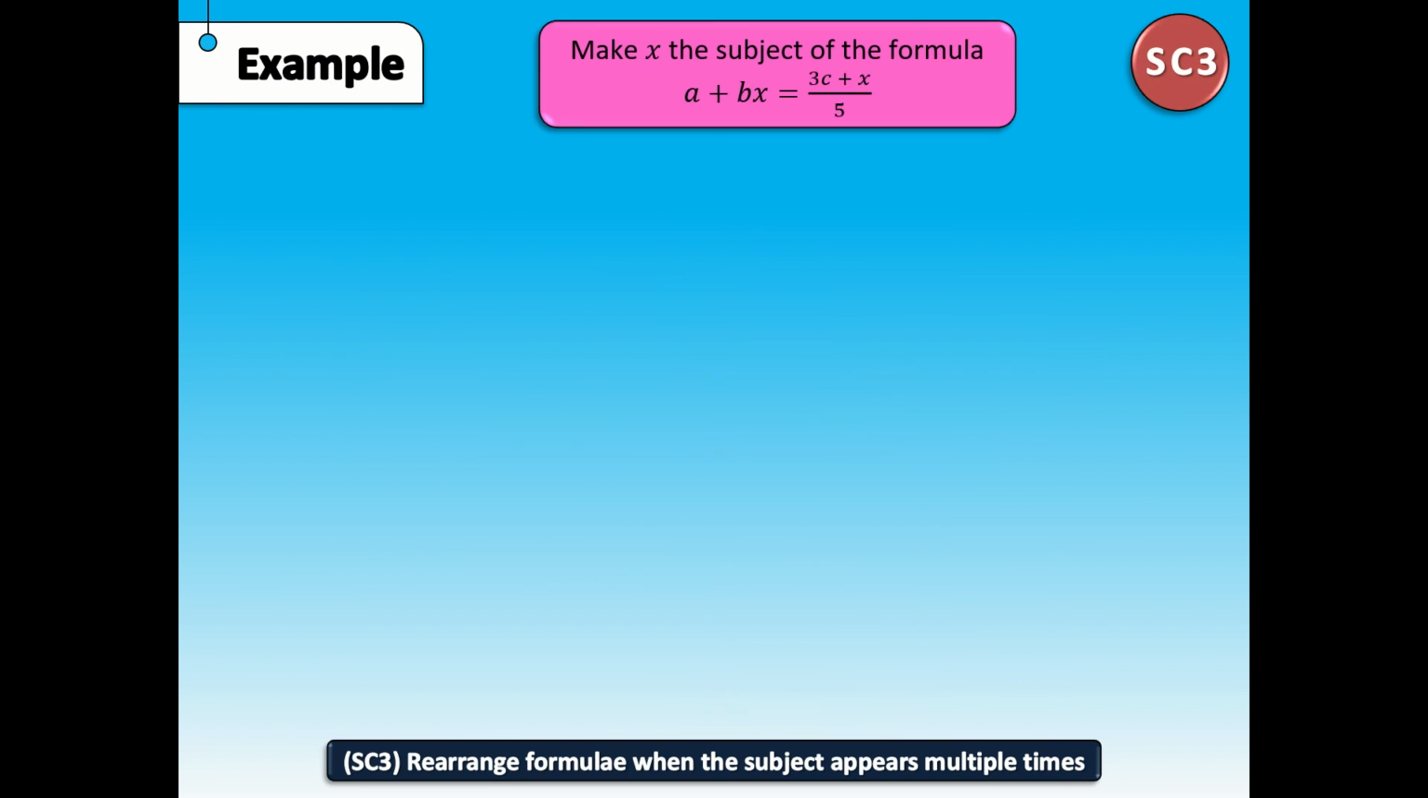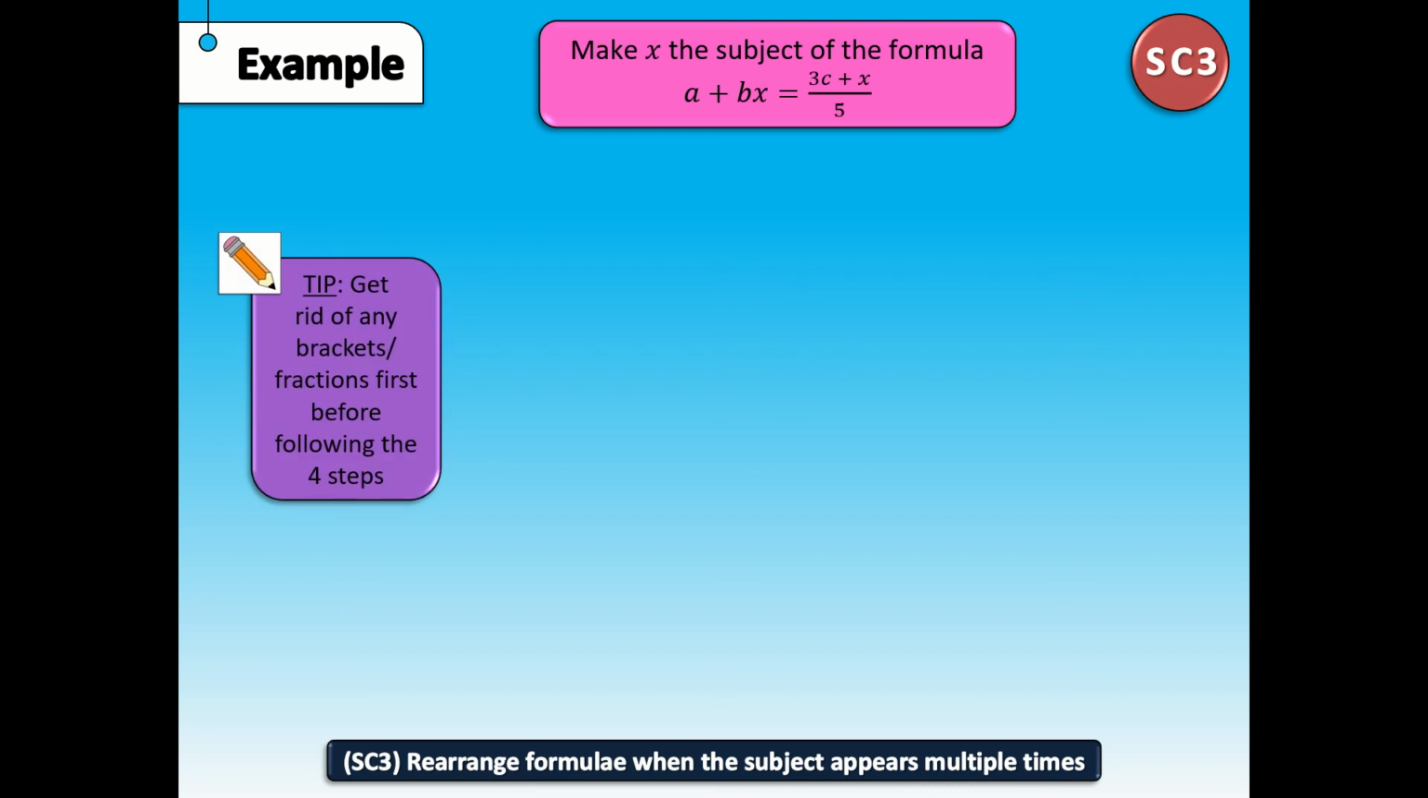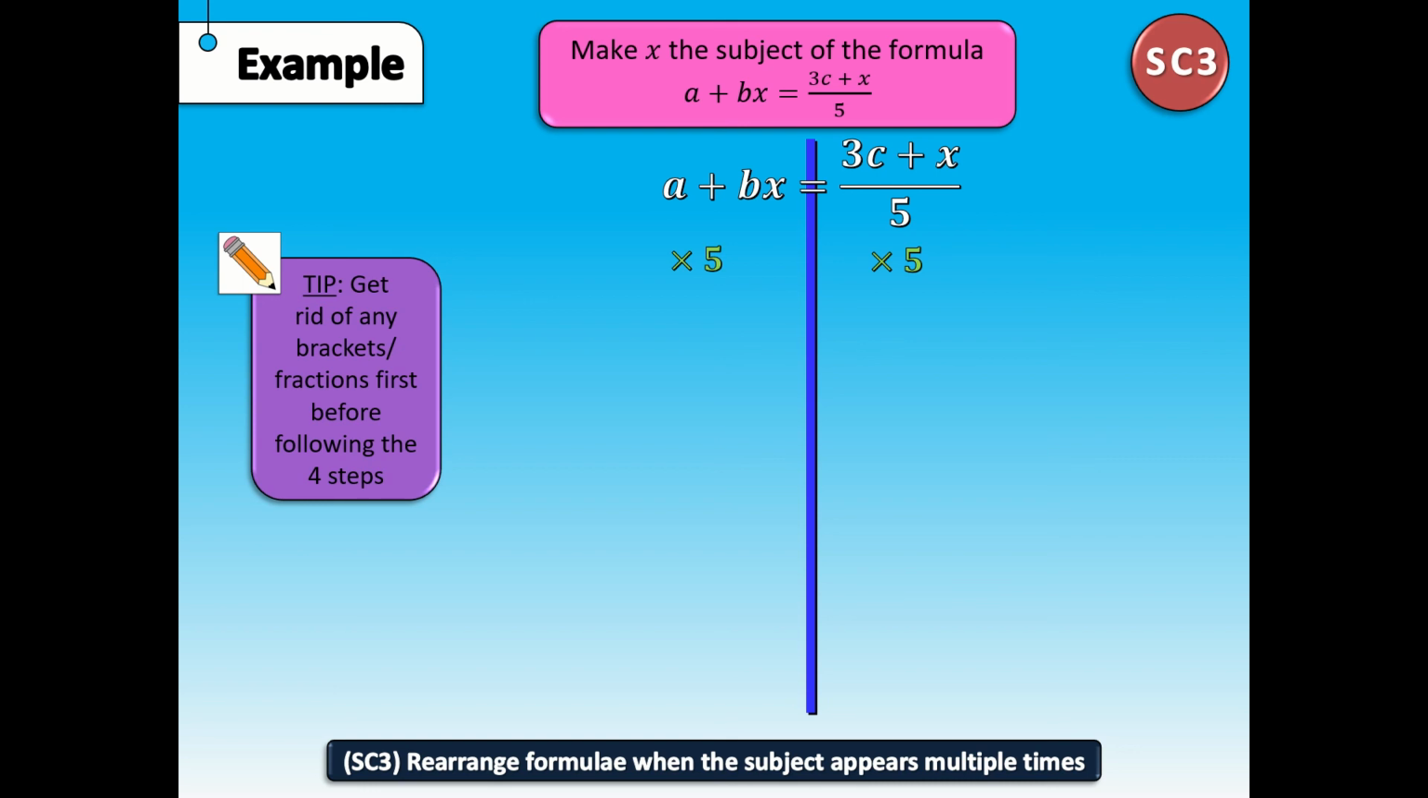Here's another example. This time we want to make x the subject of the formula a plus bx equals 3c plus x over 5. So we want to start by getting rid of any brackets or fractions first. So we're going to get rid of the divide by 5 first, by timesing both sides by 5. That gives us 5a plus 5bx equals 3c plus x.